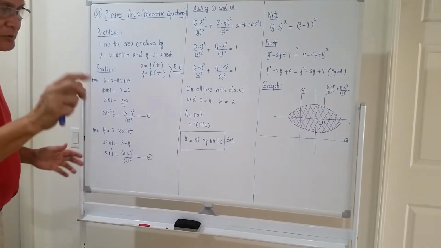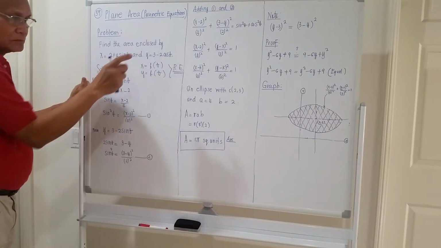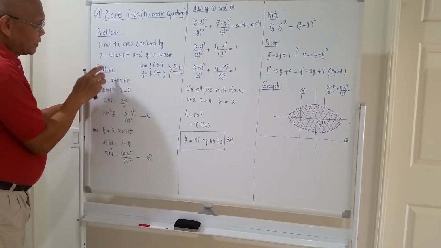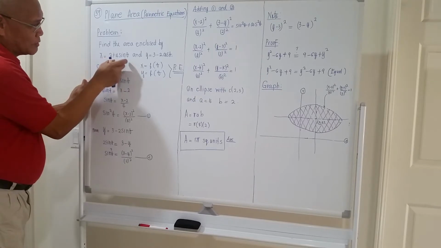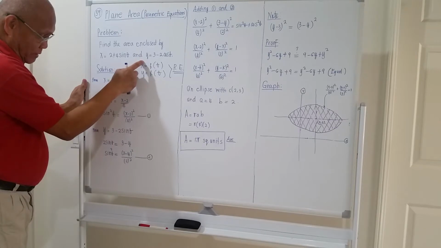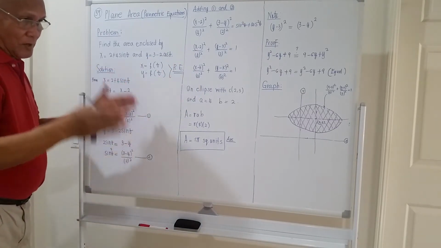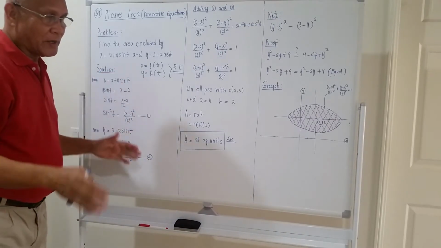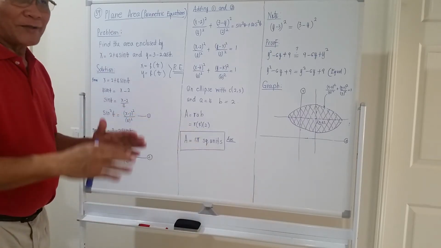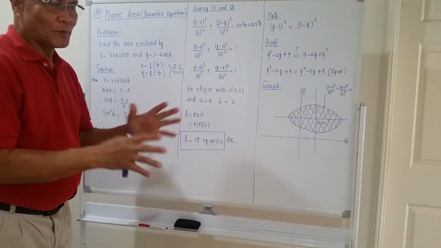Okay, I will try to read the problem. Find the area enclosed by the parametric equation. The first parametric equation is x equal to 2 plus 4 sine of theta. And the second parametric equation is y equal to 3 minus 2 sine of theta. The problem is asking for the area enclosed by the given parametric equation. So for the meantime, we do not have any idea on what will be the graph of this.